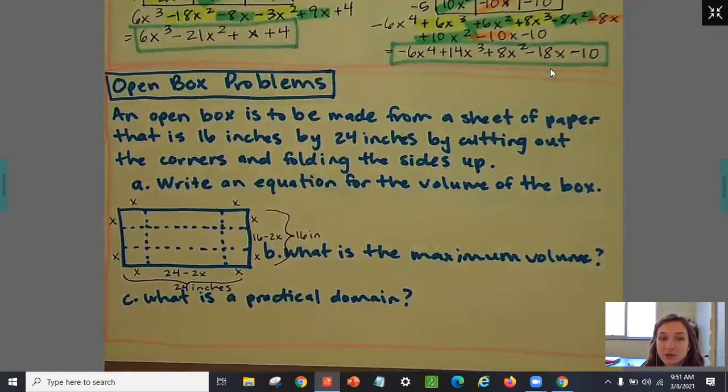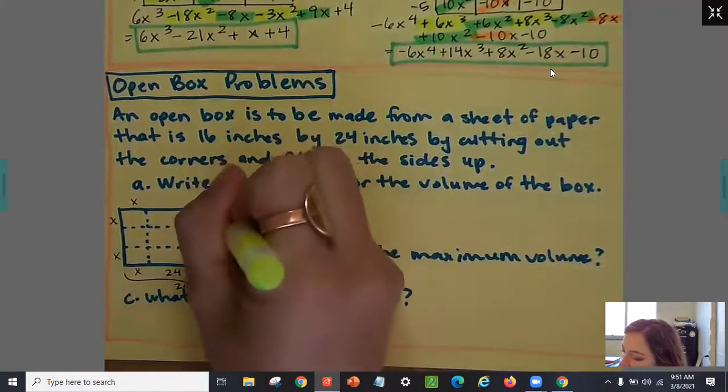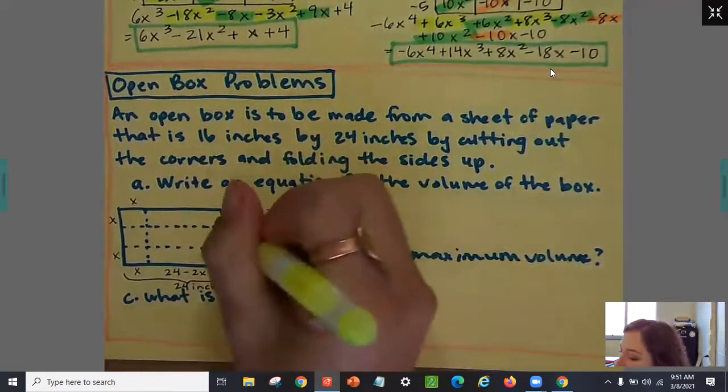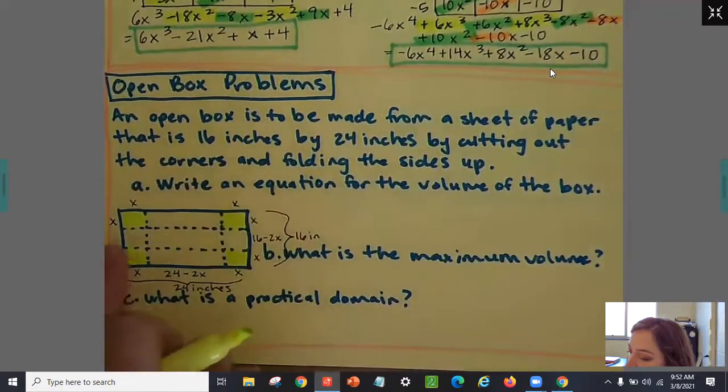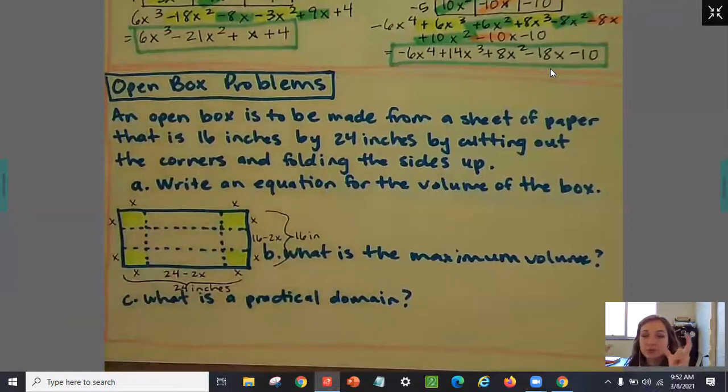So the first thing is we're going to be writing an equation for the volume of the box. So we're going to be cutting out squares on each corner, these squares right here. And whenever you cut out these squares, you should be able to fold the sides up, so you'd be able to fold up these corners right here and create a little box. So this is the problem that we're going to be looking at here.